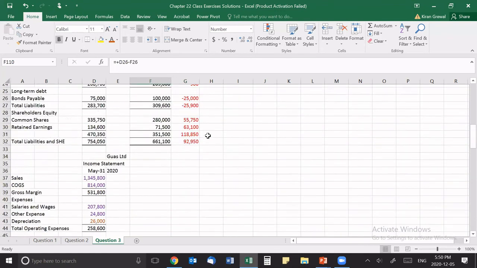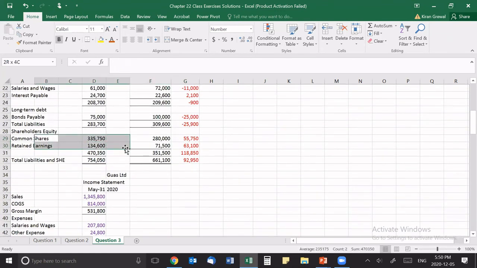Then if you go over to our shareholders equity section, because the bonds payable is the only long-term liability. So let's go to our shareholders equity section. So we have common shares. Common shares increased by 55,750. Now we want to know, was there any cash included? Was there any cash that the company got or paid that made up this 55,750 difference?